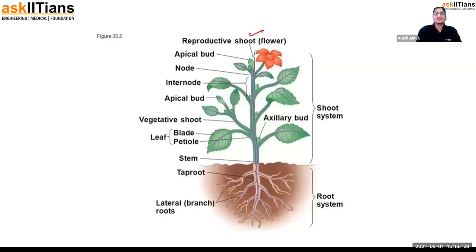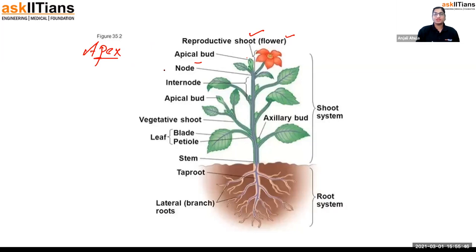So the first one is the reproductive part, which is the flower. And then there's the apical bud. There is a word we use, apex, which is not only for plants, it is a general word. Apex means the tip part. So if I'm saying apical bud, it means this is present on the tip region of the plant.